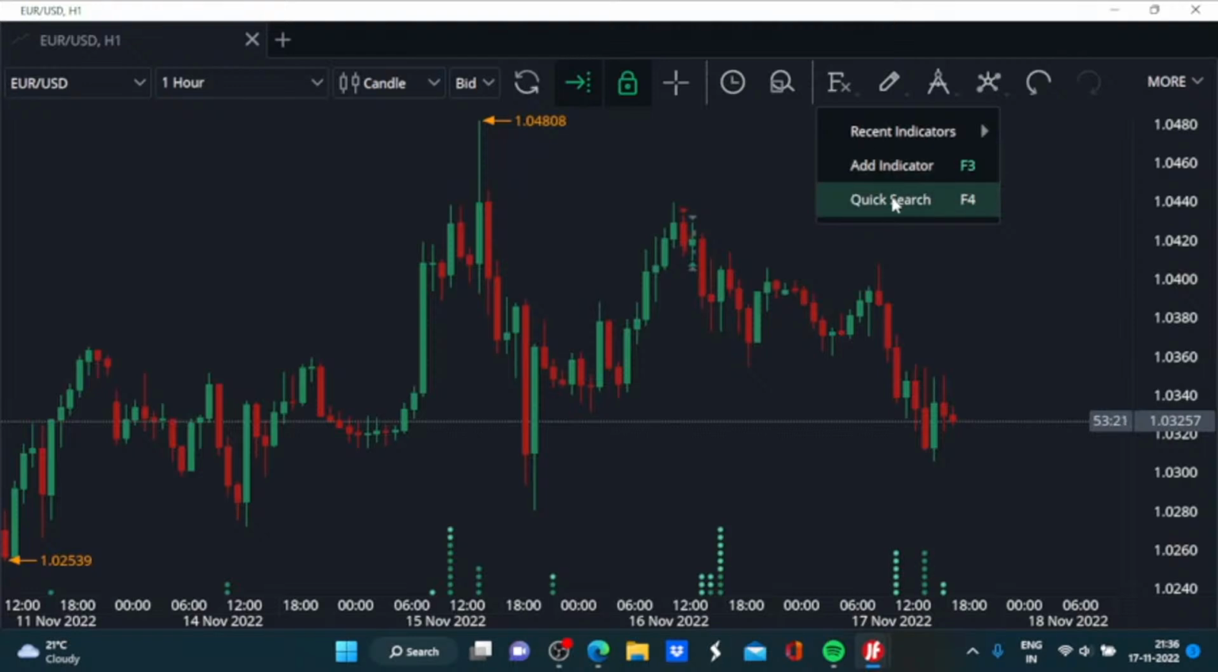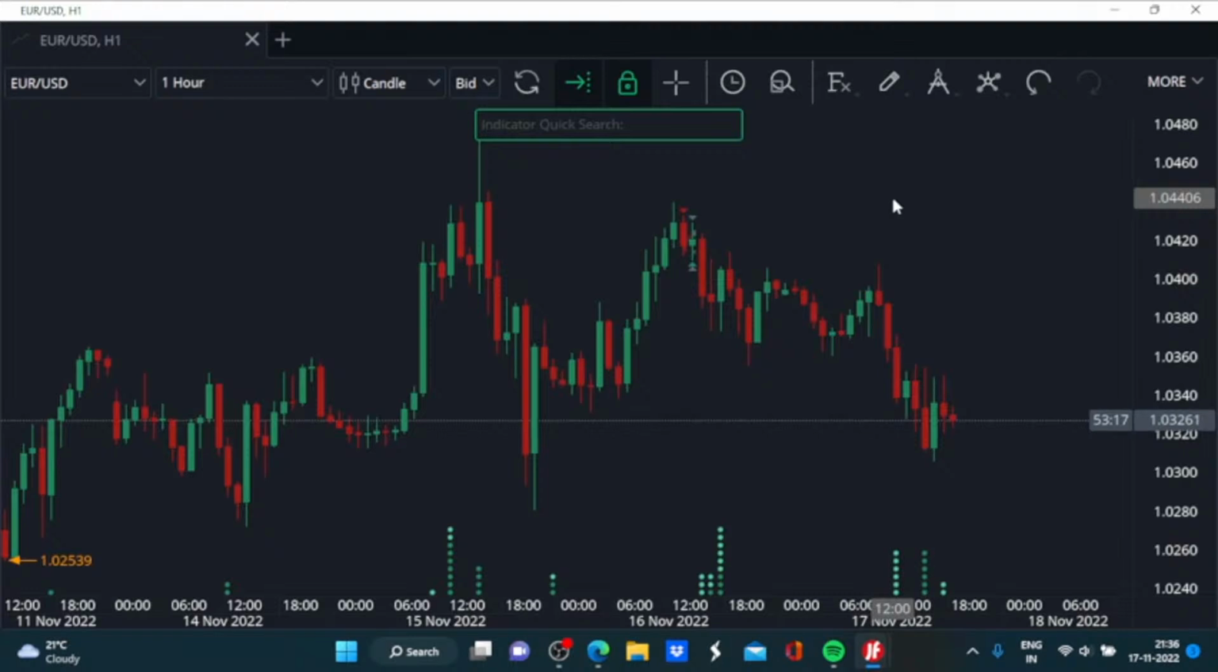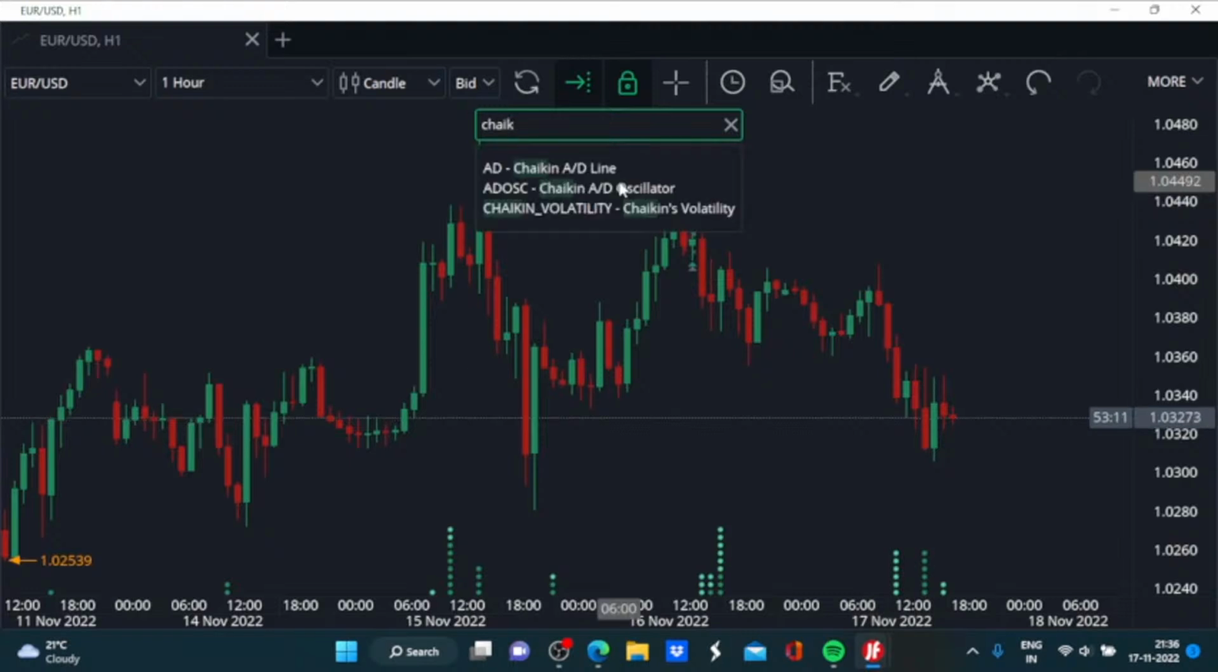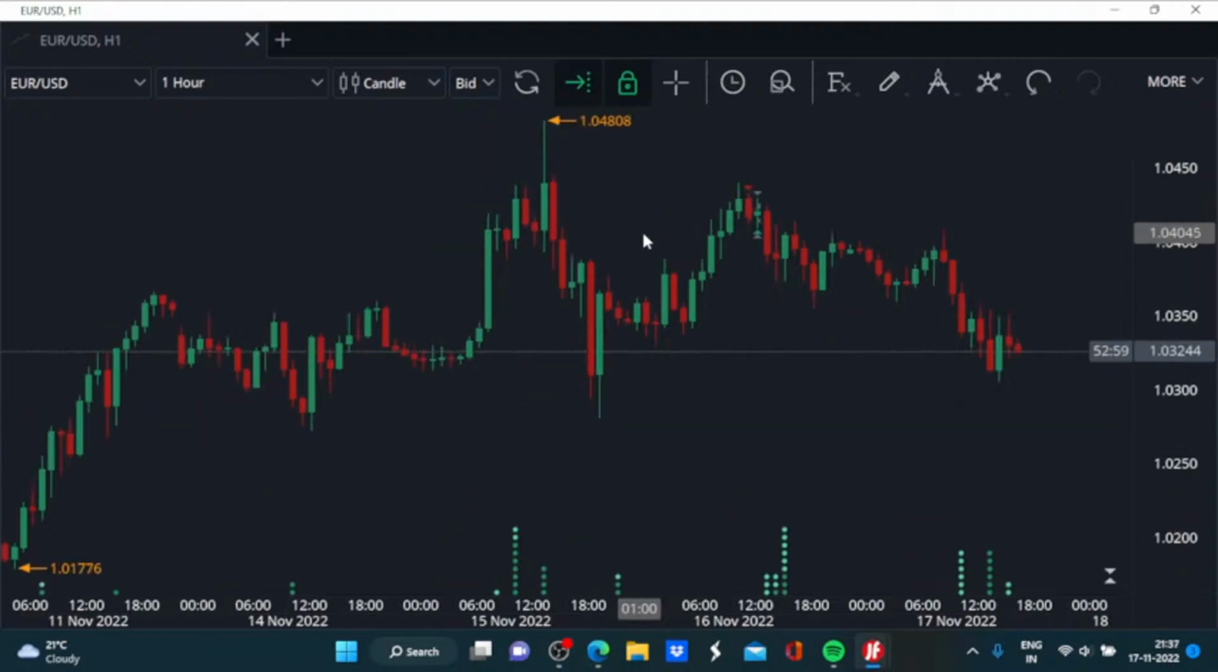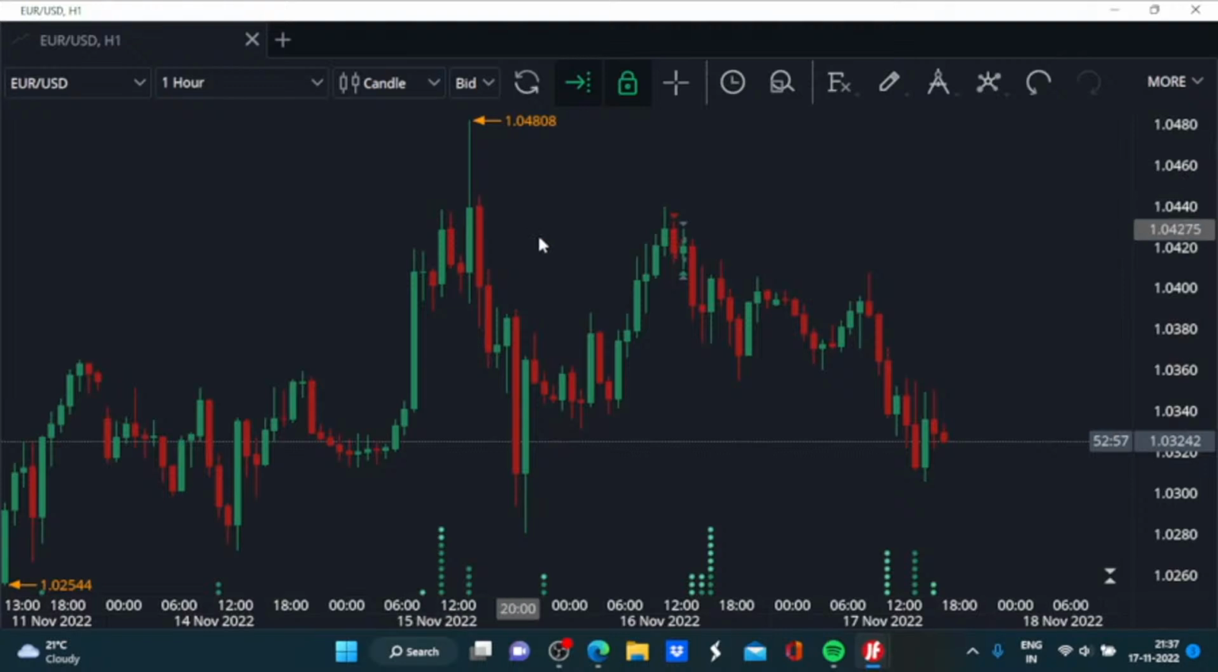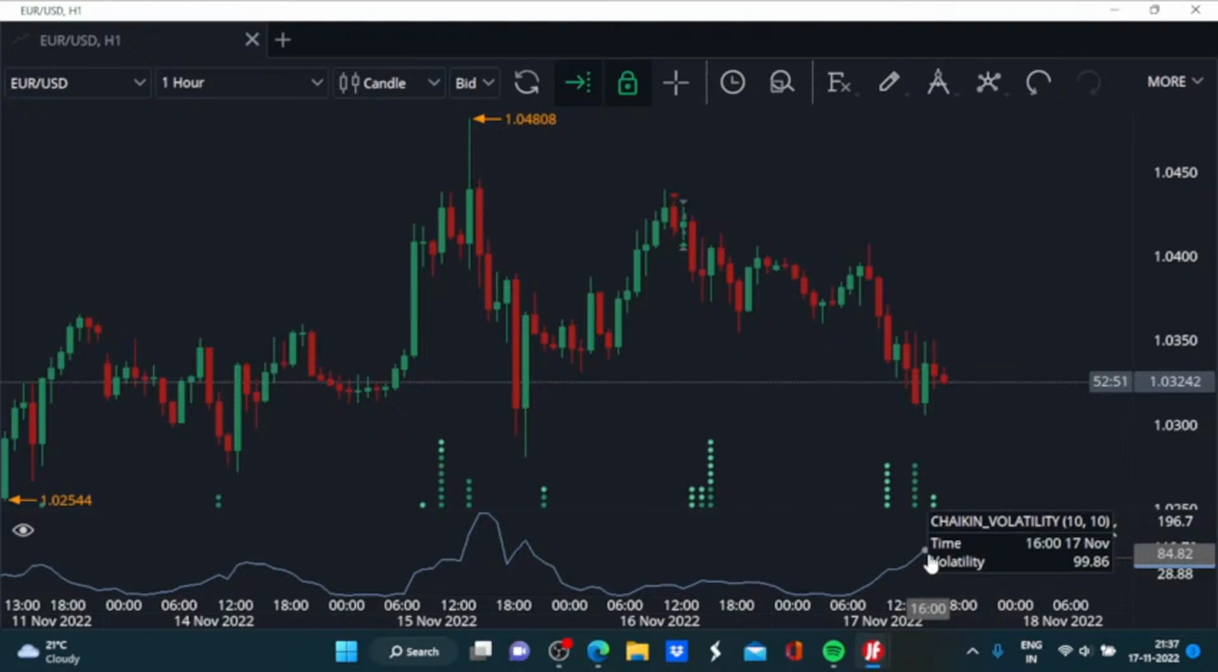So let us now add it, Chaikin volatility. Okay, here it is. Let me see where it is. Okay, all right. So we have it, and this is being drawn using the 10 calculation period as the default setup. We are using the last 10 candlestick period of candlestick data.